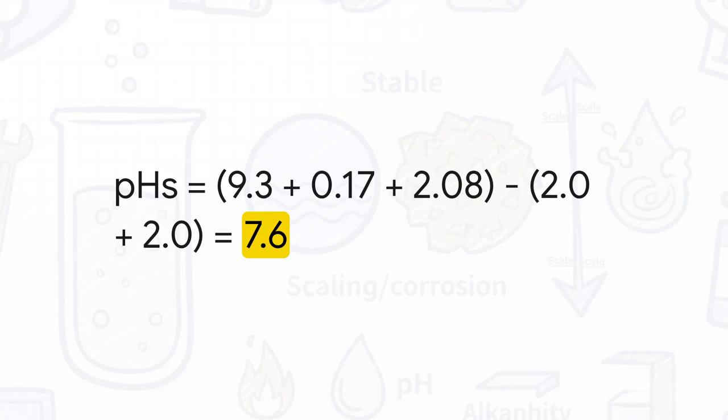Now we can solve for that pH of saturation. We just plug our numbers into the formula. That's 9.3 plus 0.17 plus 2.08 minus 2.0 plus 2.0. And that gives us a pHs of 7.6. And remember, this is not the water's actual pH, right? It's the theoretical pH it would have if it were perfectly balanced.